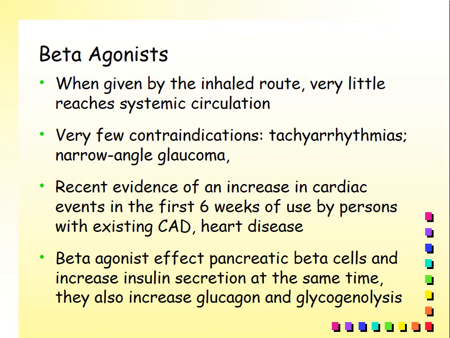Beta agonists also affect pancreatic beta cells and increase insulin secretion at the same time as they increase glucagon and glycogenolysis. So they can have effects that are significant in someone who has brittle diabetes, or in an insulin-dependent person. They can make their diabetes a little bit more brittle in terms of hypoglycemia.